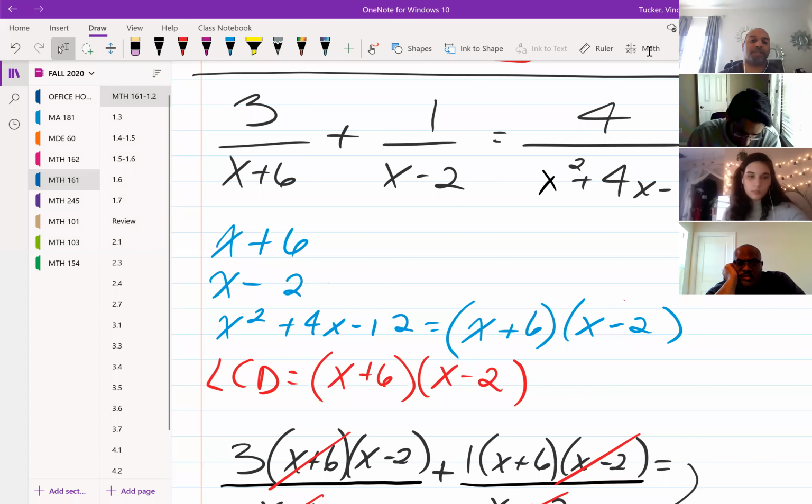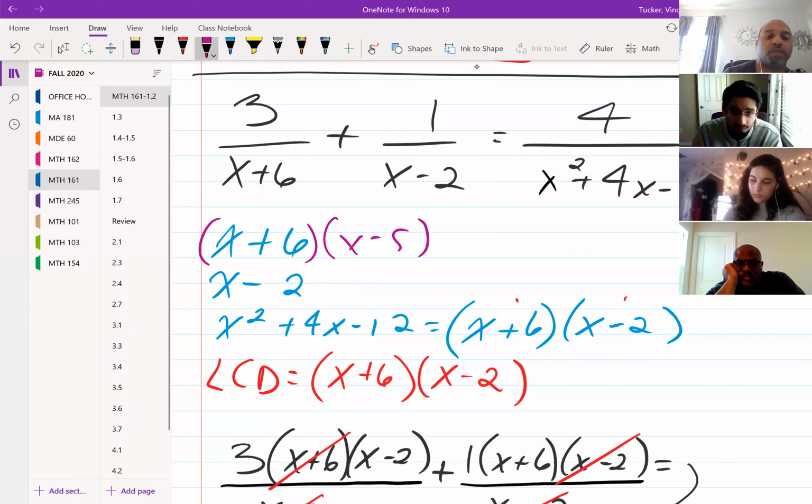And notice we have x plus 6, x minus 2, and then x squared plus 4x minus 12 as our third denominator. Now, when you factor that third denominator, that actually gives us x plus 6 times x minus 2. So since x plus 6, x minus 2 is a part of each denominator, then that would actually be our LCD. Now let's say we had x minus 5 over here in this first numerator, then that means x minus 5 needs to be a part of our denominator, our least common denominator as well.